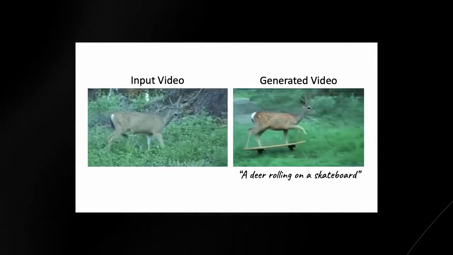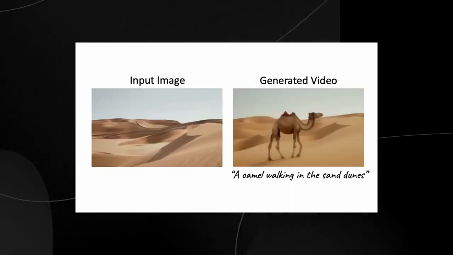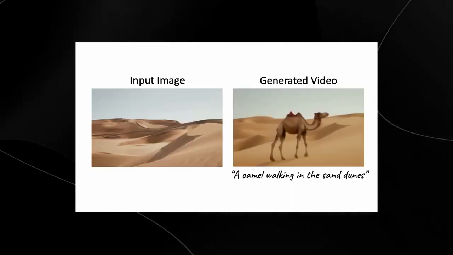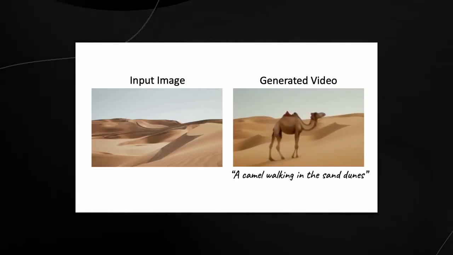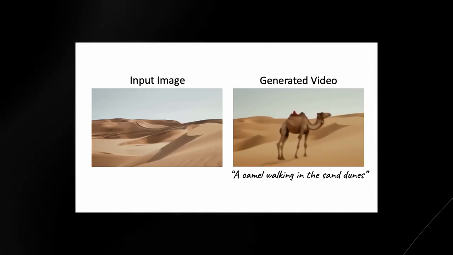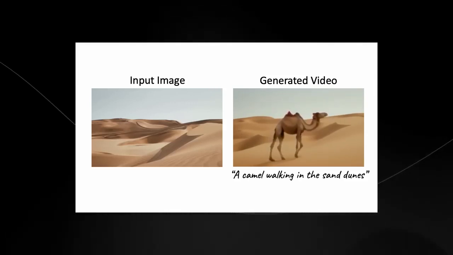And of course, we can see that the input video is there, and the output video definitely looks interesting. Now, of course, we need to take a look at image to video, because this is the section which is even more crazy. Take a look at this. We can see that the input image is on the left and the generated video is on the right hand side, and the text prompt is a camel walking in the sand dunes. And honestly, this looks pretty much perfect.